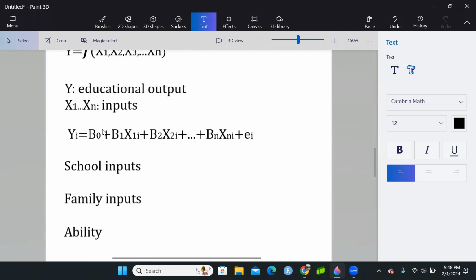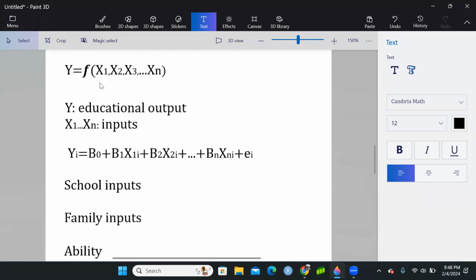So here's a very crude example of an education production function. All this top equation really says is that educational output is a function of a number of inputs coming from the school, family, and ability.